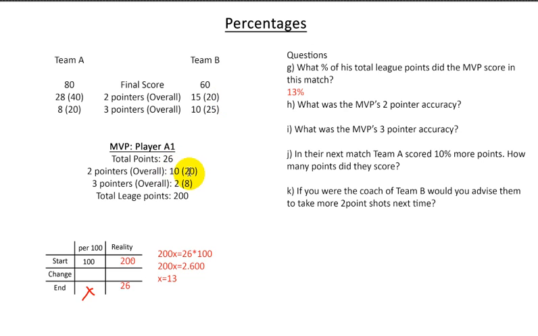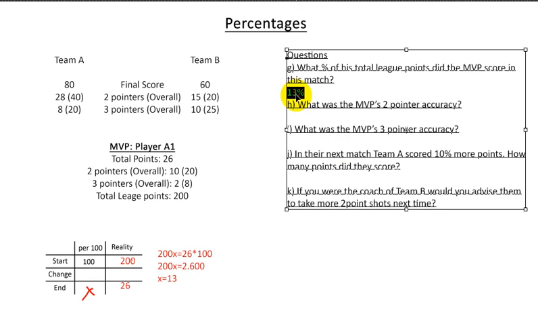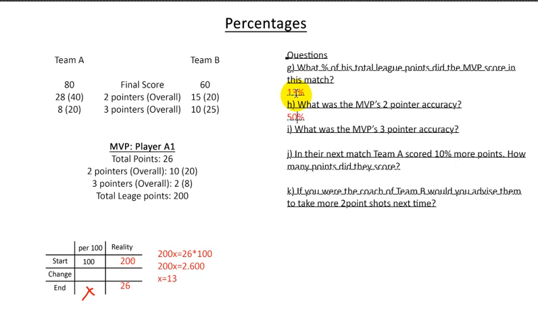What was the MVP's two-pointer accuracy? So he took 20 shots, scored 10. Now, if you look closely, you'll notice that 10 is the half of 20. So what percentage did we say is half? We said 50% because 50 is half of 100. So you could just write the answer here, say 50%.